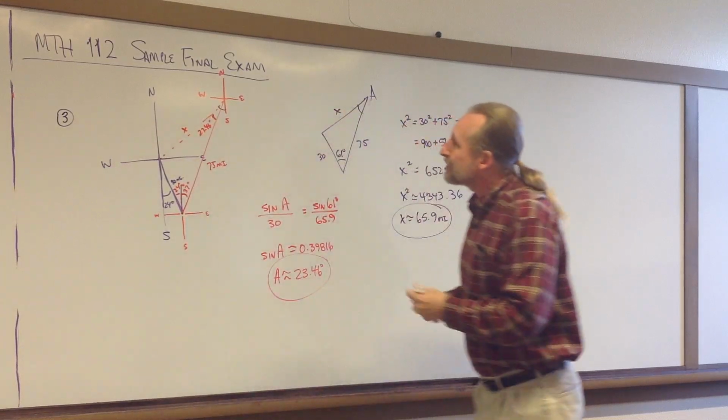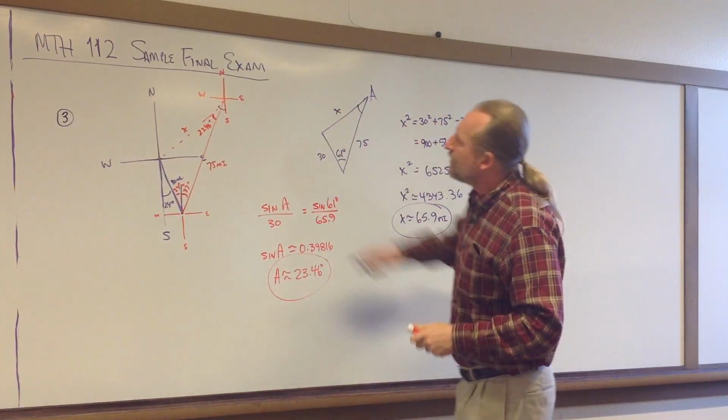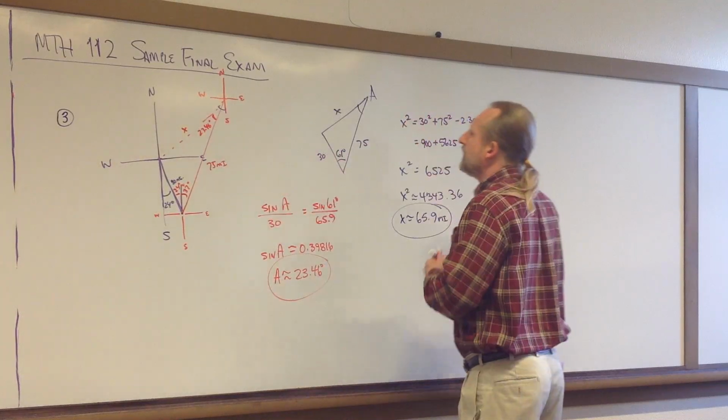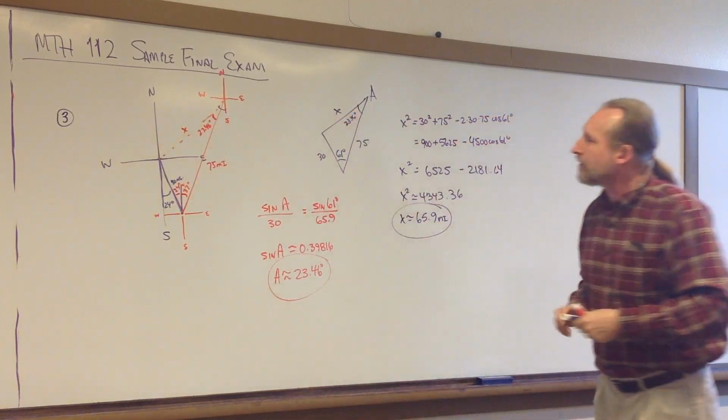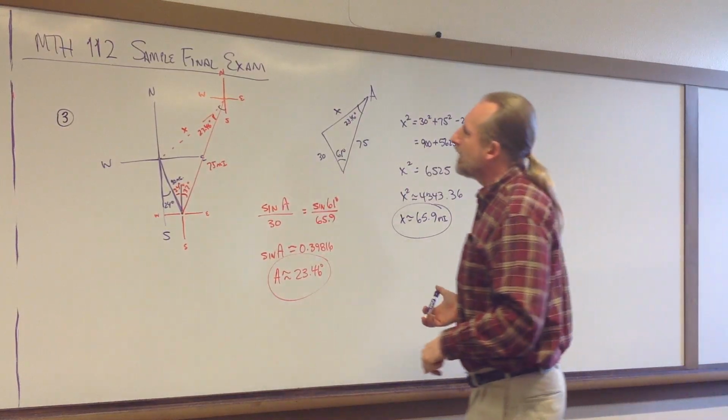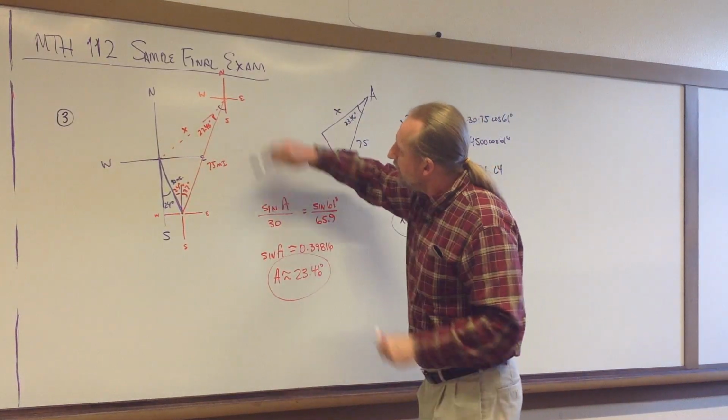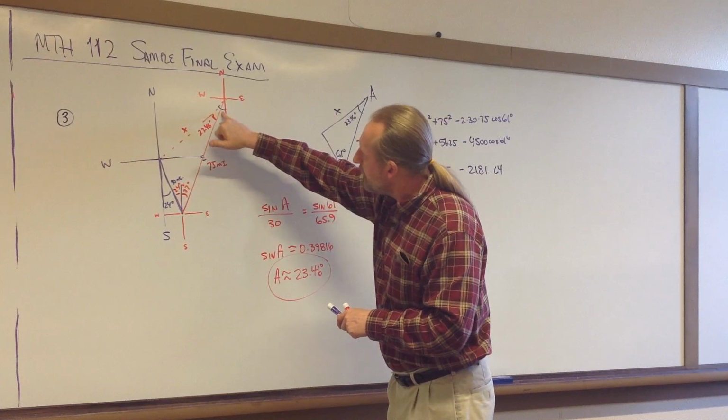But that's really just part of what we need, right? We need this whole thing right here. And like I said, the 23.46 degrees is a part of that, but it's only a part. It's not the whole thing. So how do we get this little piece right here?